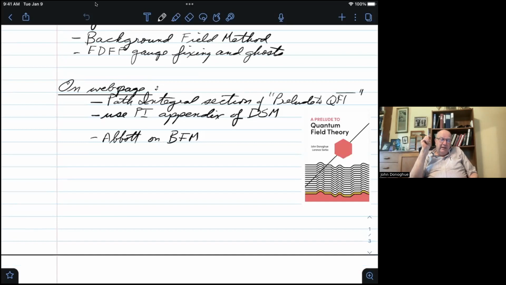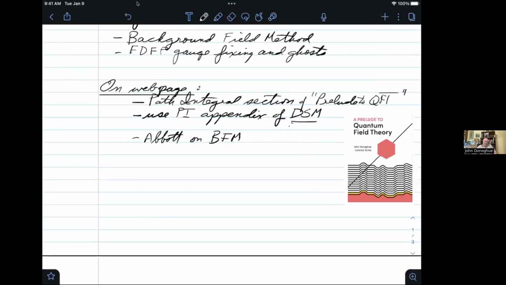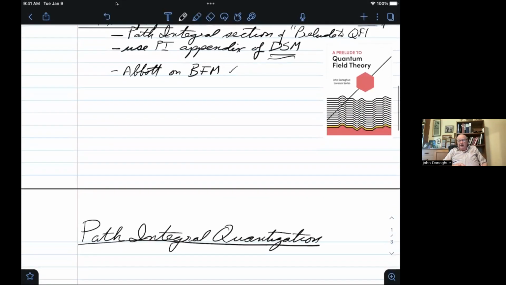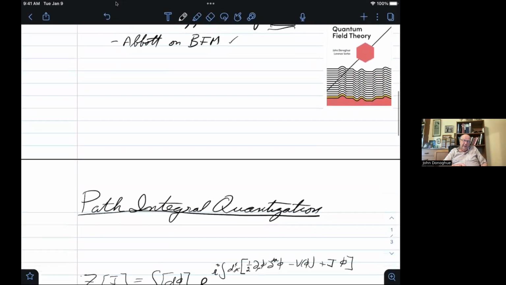So I provided on the webpage a section out of a more introductory book. This is another book by myself and Lorenzo Sorbo, which is an introduction to path integrals. And then you have the dynamics of the standard model, since you all downloaded it for free. And so there are two path integral appendices there. And finally, also on the webpage is something on the background field method, which is an old reference by Larry Abbott, but is sort of one of the places you can see that.